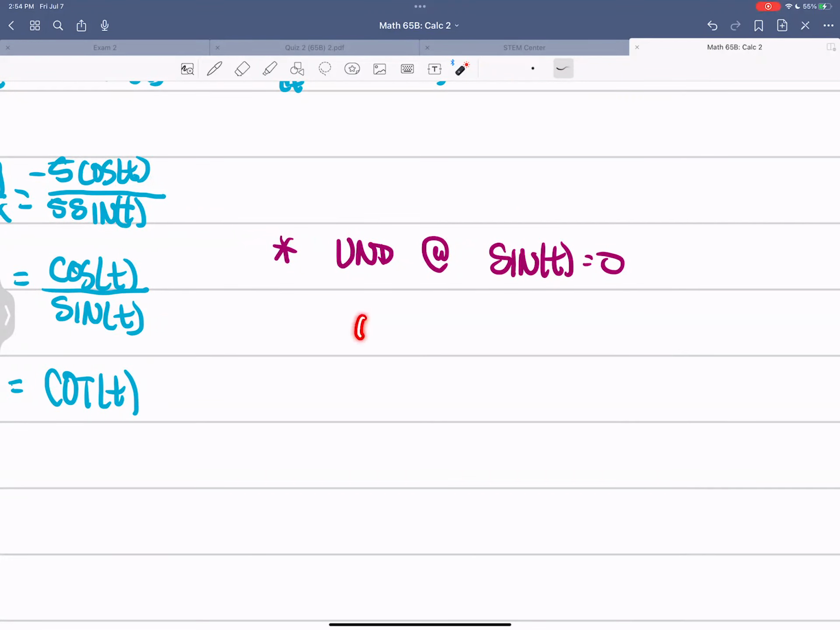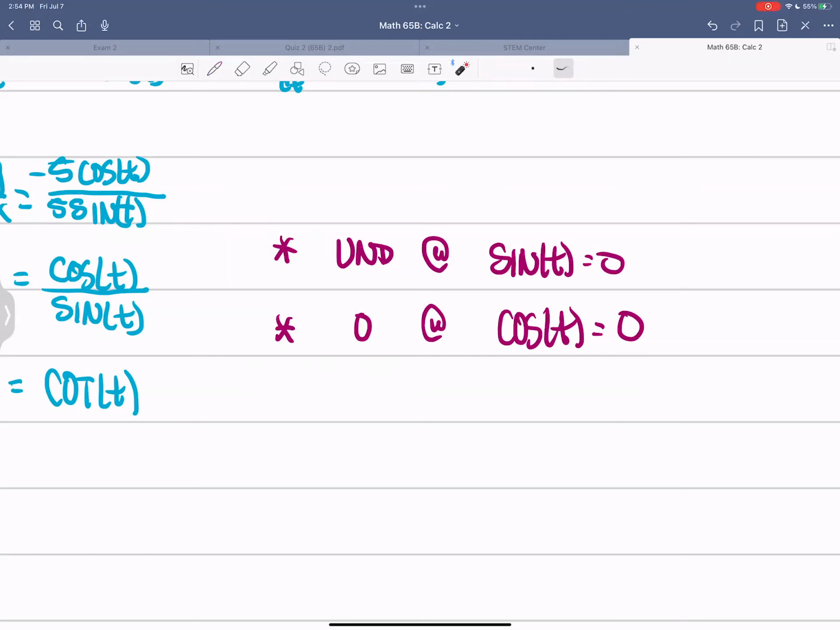All right, so undefined, and our derivative is 0. So another fun fact is it's 0 when the numerator is equal to 0. So the numerator and denominator are never going to be 0 at the exact same time. So it's 0 when cosine t is also equal to 0.